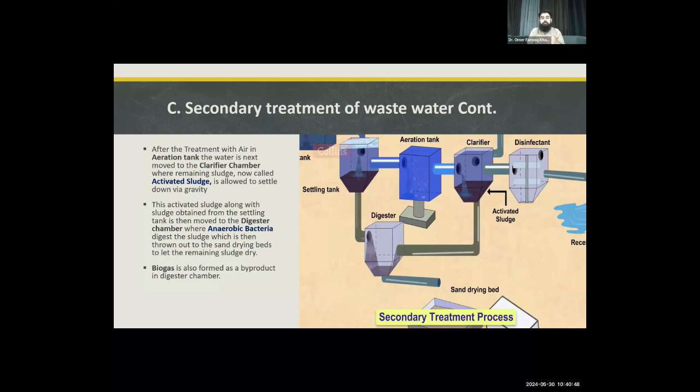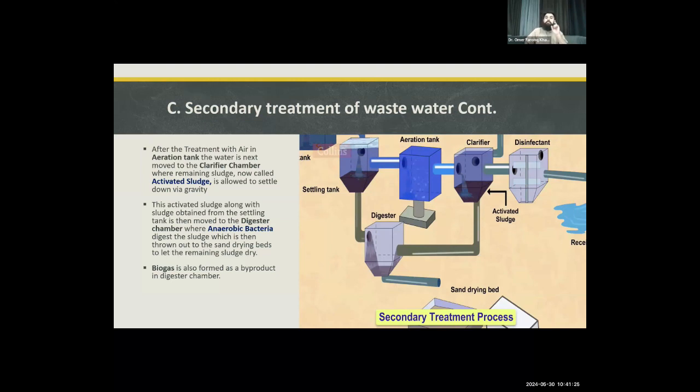This digester chamber basically contains anaerobic bacteria. So all of this sludge is then fed into the digester chamber. This digester chamber is full of anaerobic bacteria. These anaerobic bacteria further degrade the sludge, and in the process of degradation, the biogas, the methane, is produced, which can also be used as a fuel. So this treatment process also creates one byproduct, and that is the biogas, which is produced in this digester chamber under the action of anaerobic bacteria.